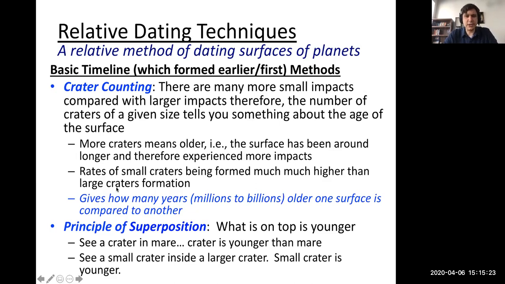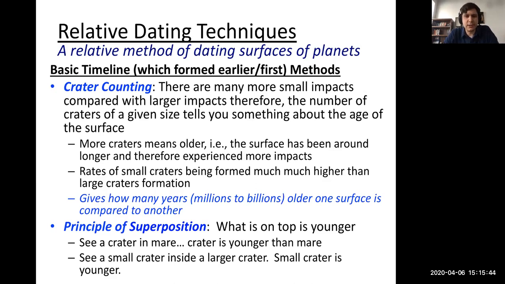So pretty simple, more craters, older. And if we actually know the impact rates, we expect craters of this size this often, then that gives us not only an idea that this surface is older than that surface, but we get an idea of whether this surface is millions of years older than this surface, hundreds of millions of years older, or billions of years older than this surface.